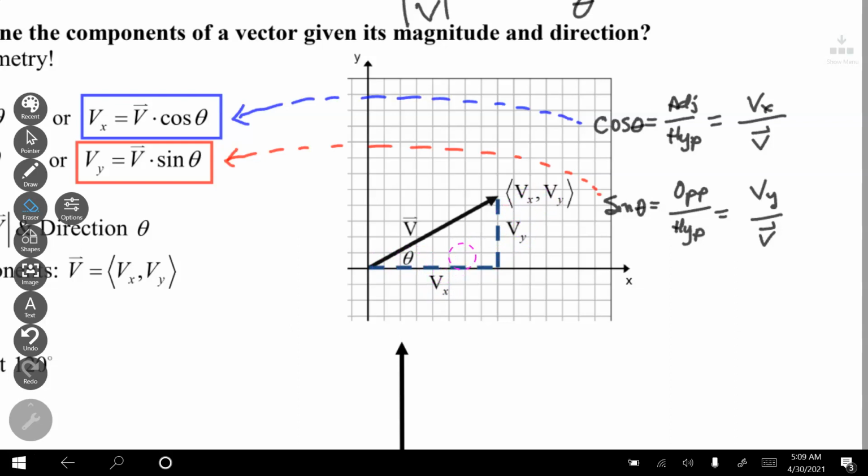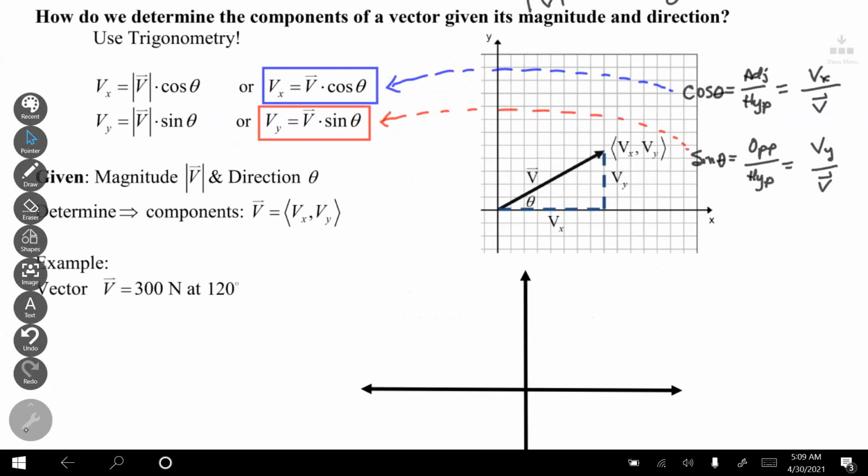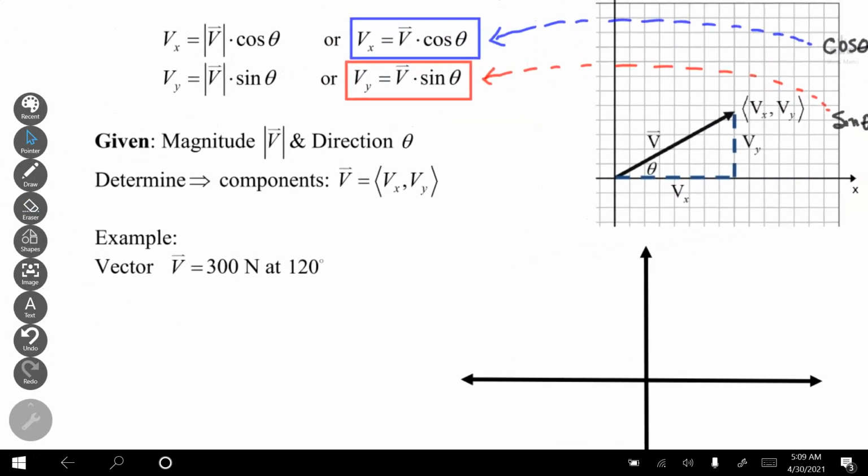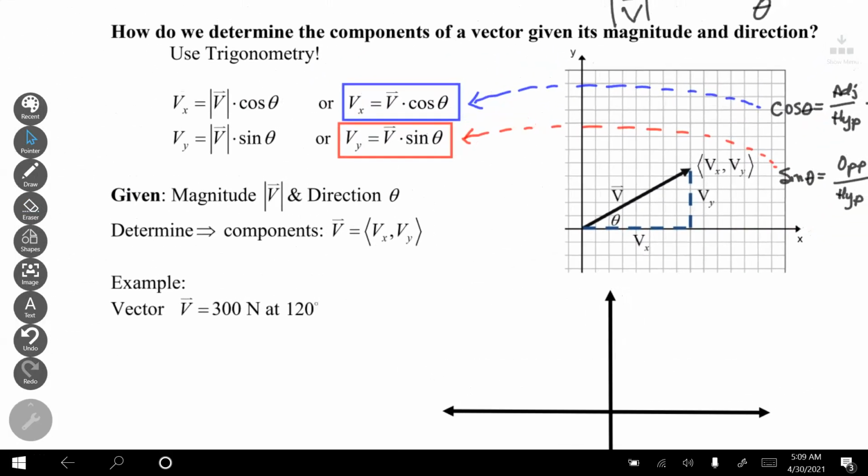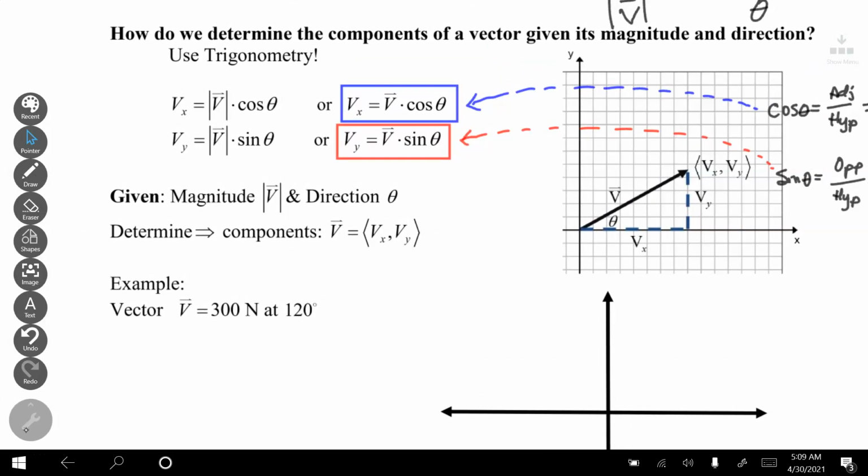And if you look at trigonometry, cosine of an angle is adjacent over hypotenuse. You get vx over v, and sine of theta is equal to opposite over hypotenuse, which is vy over v. And I could get rid of the v's in the denominator by multiplying through, and we get our two equations here that we were looking for. Okay, so on the front page I gave you component forms, and you gave me magnitude and direction. Now I'm going to give you magnitude and direction. You're going to give me the component forms, and that's what we're working on.